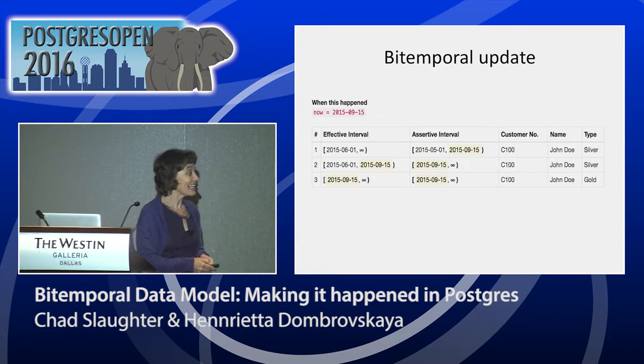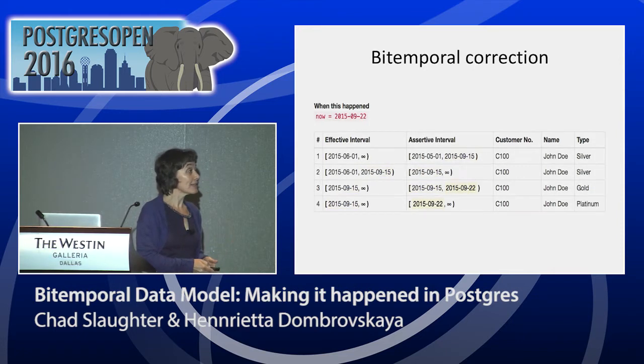And then we are adding record number 3. And here we are saying that from September 15th to whatever, this customer will have type gold. Okay? So now we do not update; we actually update one record and add 2 more. Cool. Now, what Chaja said about correcting mistakes.